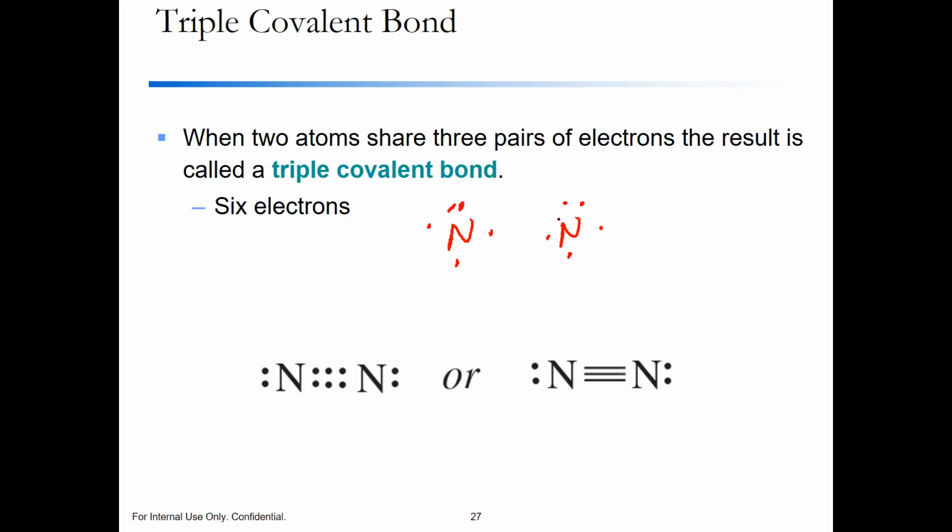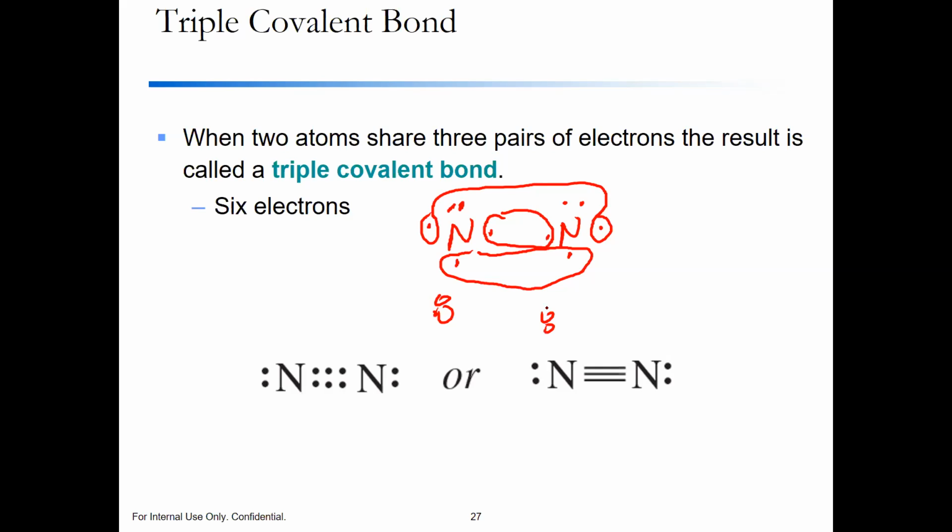How can nitrogen get to 8? Maybe they're going to share here. Now I have 6 valence electrons on one side. Maybe I got to share over here. Now I got 1, 2, 3, 4, 5, 6, 7 on each nitrogen. Oh, I need one more. Maybe this one over here is going to share with this one over here. Now I have 8 and 8.